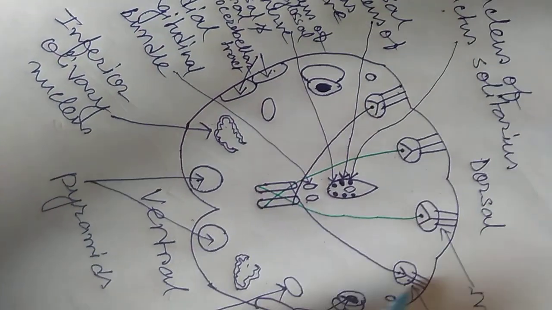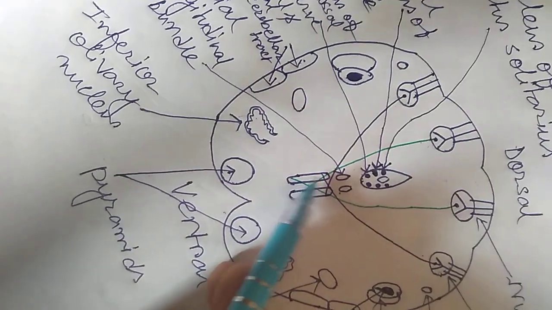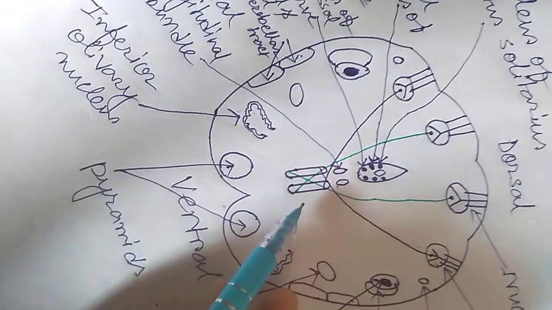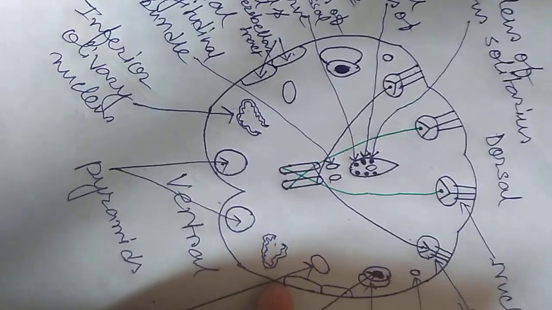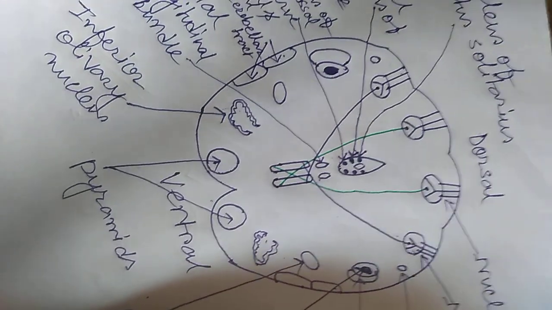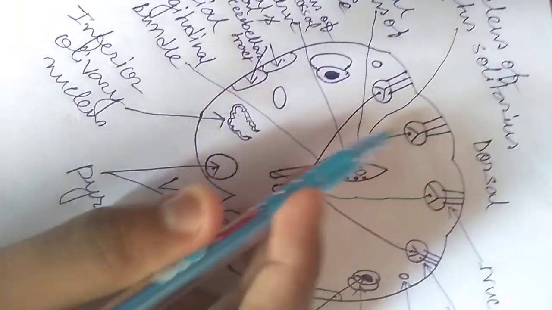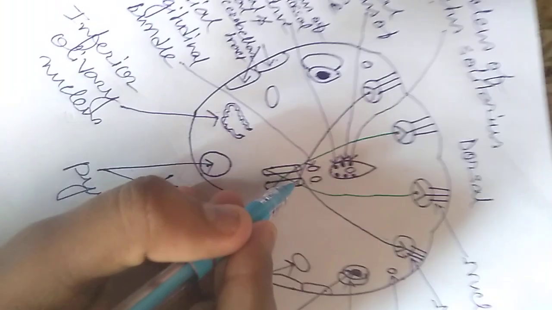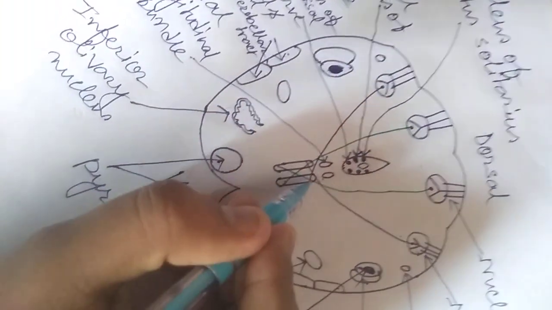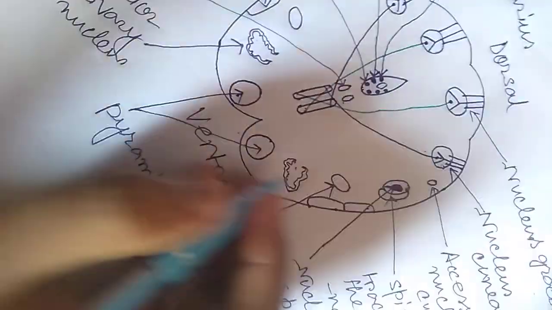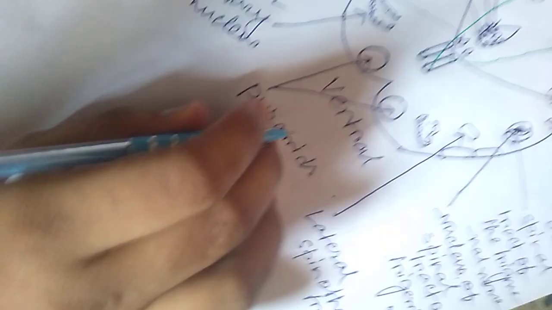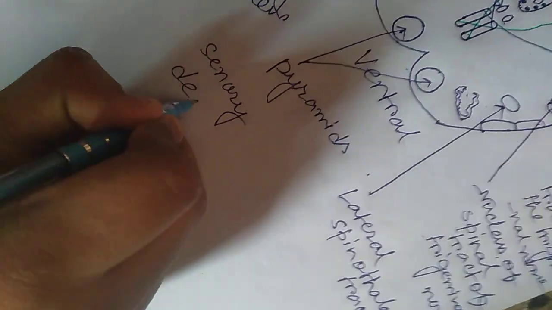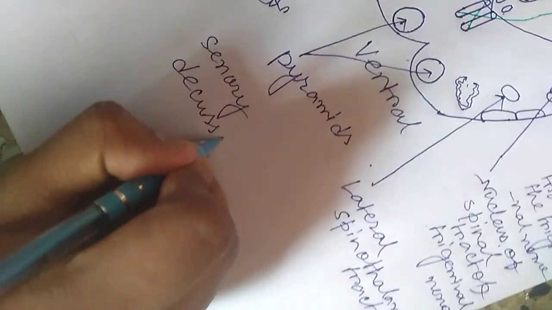Just try to see very carefully. These are cross connections from both the nucleus gracilis and nucleus cuneatus respectively. This is a crossing over, an X-like structure, just a cutting part. So this cutting and this cutting are called sensory decussation.